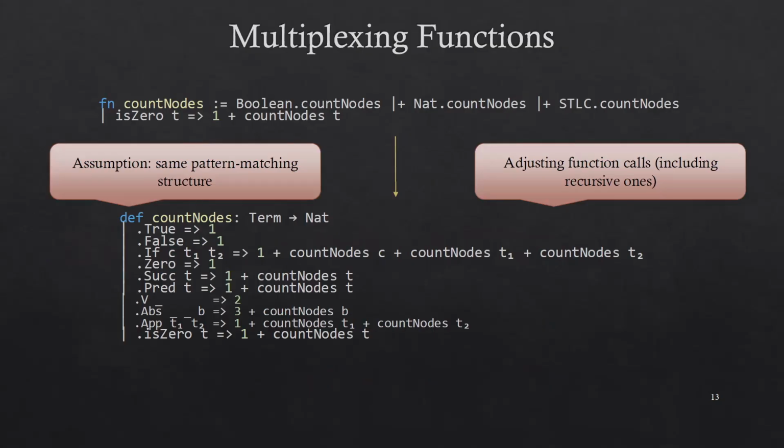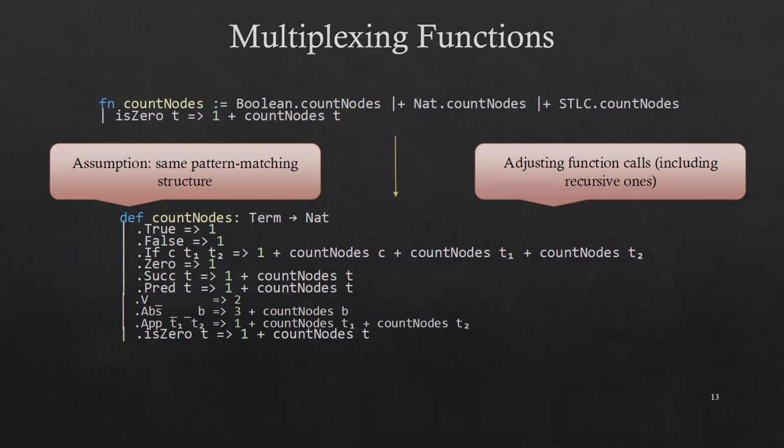So far, what I mentioned is all about inductive types, but how about functions? Here, I did not use the term composing functions because, obviously, this means something completely different. So for lack of a better term, I'm just using multiplexing. But the idea is kind of the same. If we have a function countNodes for Booleans, for Nat, and for STLC, we can compose them together, or multiplex them, into a new function countNodes that has all the pattern matching cases from all three, in addition to this new one that we added here.